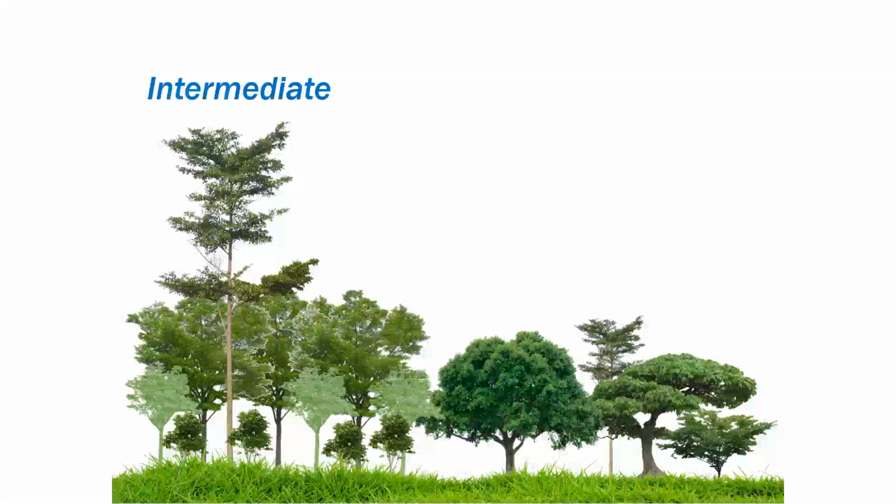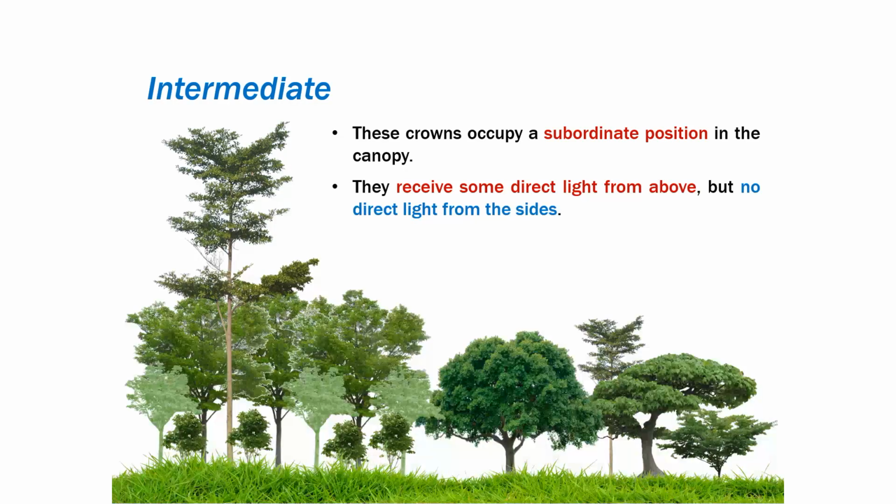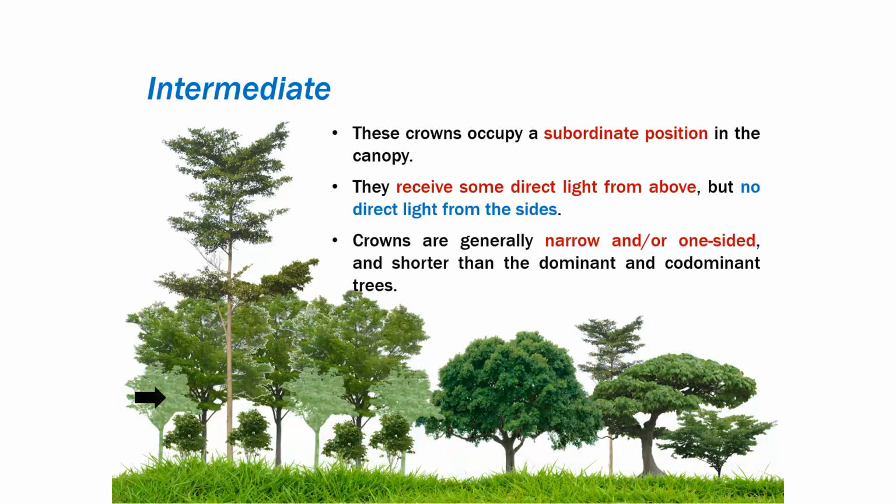The next layer is intermediate. These crowns occupy a subordinate position in the canopy. They receive some direct light from above, but no direct light from the sides. And these crowns are generally narrow and or one-sided and shorter than the dominant and codominant trees.